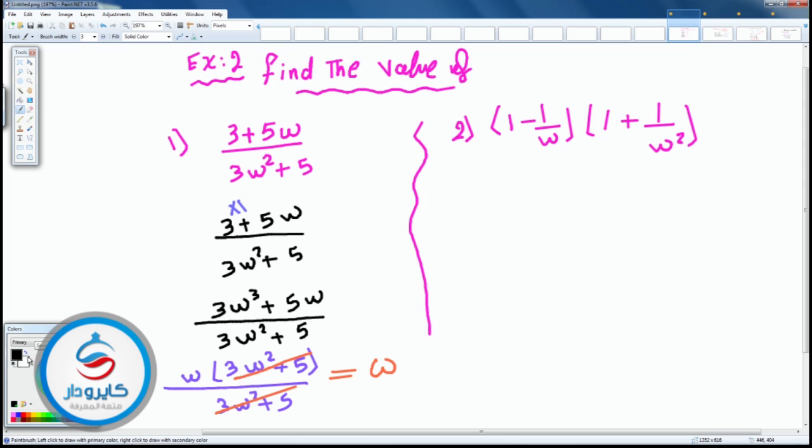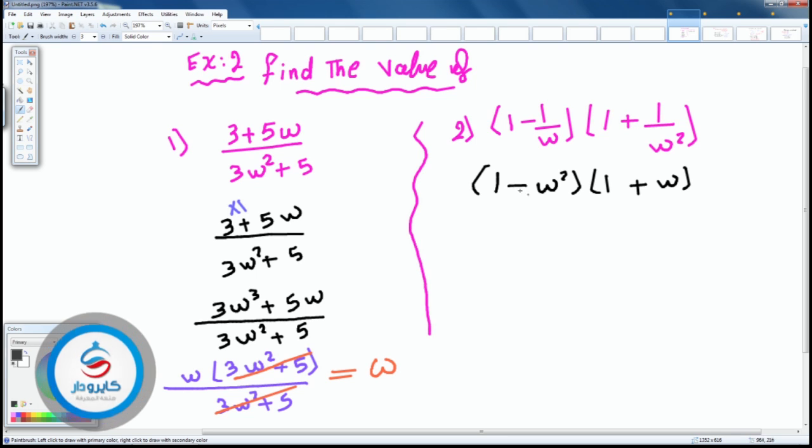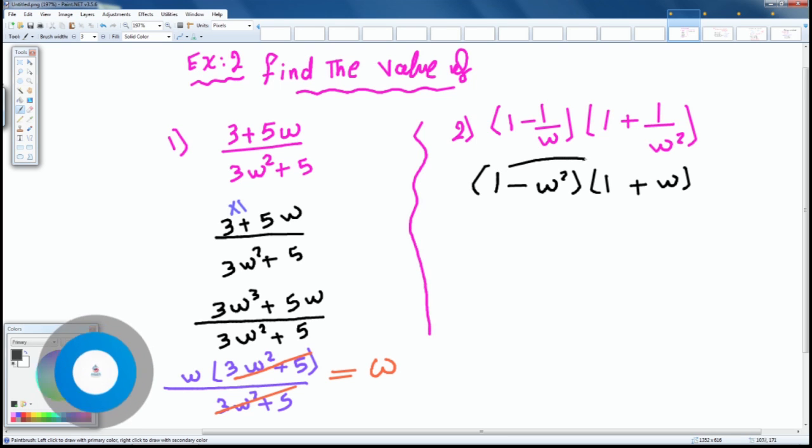This is for number 1. In number 2, we have to put the problem in the simplest form. We have 1 minus 1 over omega, which means omega square, and 1 plus 1 over omega square equals omega. Now we have to make a direct way of solution, using the distribution.